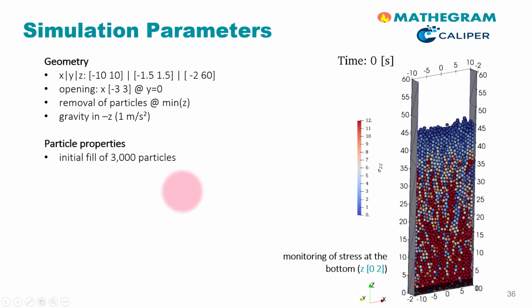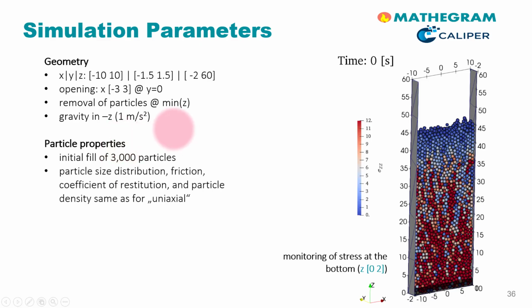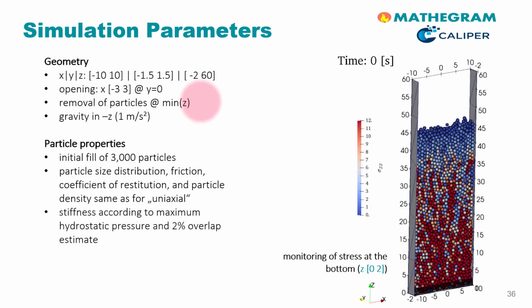Particles are essentially the same as in the uniaxial case, with the exception that the stiffness has been chosen based on an allowable typical overlap of 2% of the particle diameter. This is based on an estimate of the stress at the bottom, yielding a Young's modulus of 25,000 Pascal. Initially, 3,000 particles are filled into the hopper, and once they are settled, the discharge process is started.